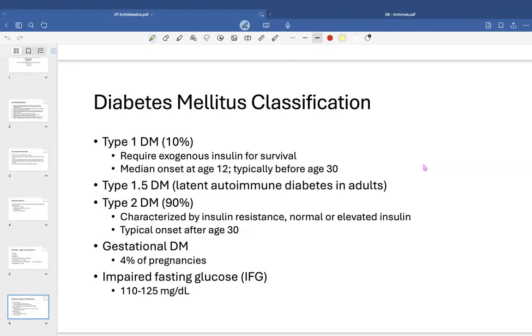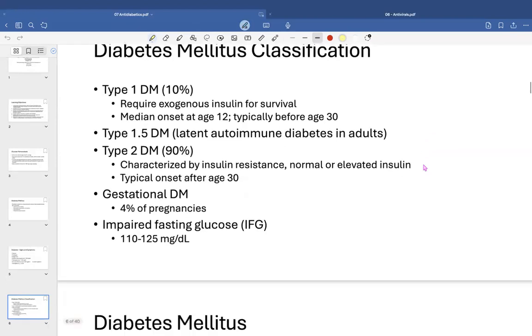Type 2 diabetes is more the insulin resistance. You can have normal insulin levels, elevated insulin levels, and that will onset typically into adulthood, but we're seeing now a lot of type 2 diabetes even in younger patients. About 4% of pregnancies will have gestational diabetes. And then there's this intermediate syndrome called impaired fasting glucose, where you're not quite diabetic, you're pre-diabetic, if you will, with blood sugars at fasting between 110 and 125.